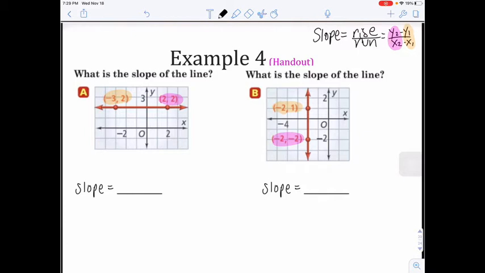So for part A, we can start by using the slope formula. So I put it up in the corner. Again, we have y2 minus y1 over x2 minus x1. I just highlighted them this time. I didn't actually label them. But again, you could start with either point.